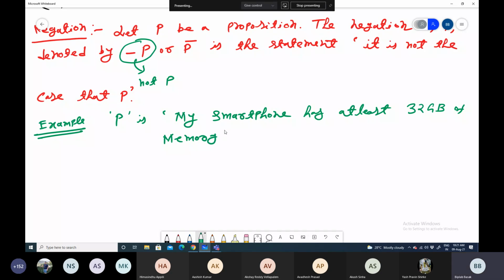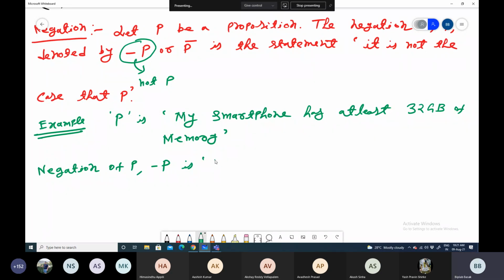Okay, so this is P. Then the negation of P is, so there are many ways to express the negation. The fastest, most straightforward is this one: it is not the case that P. Okay, but this is a kind of cheating because we generally do not say it this way, right? But anyway, first we write that.